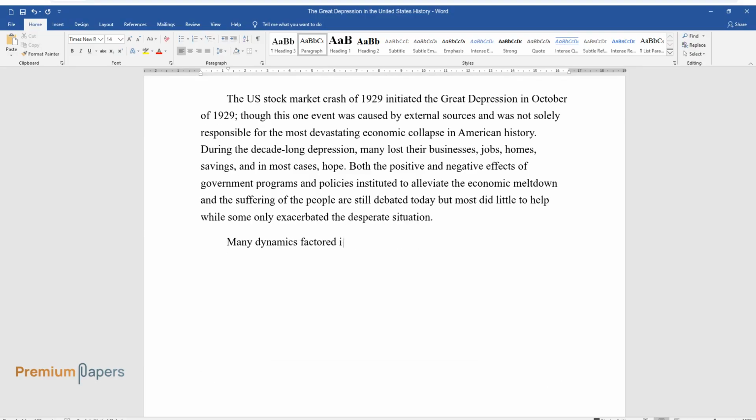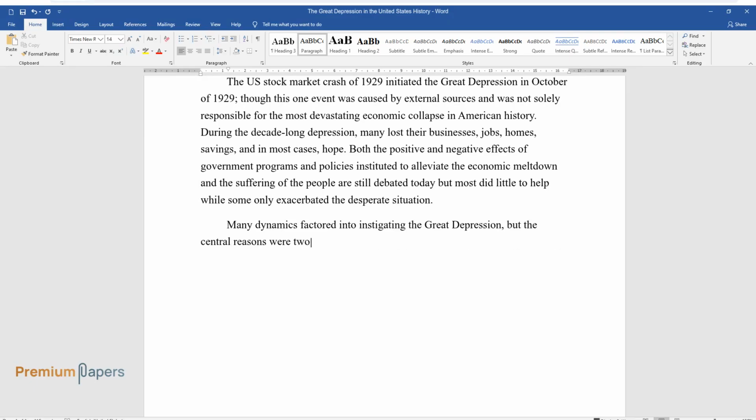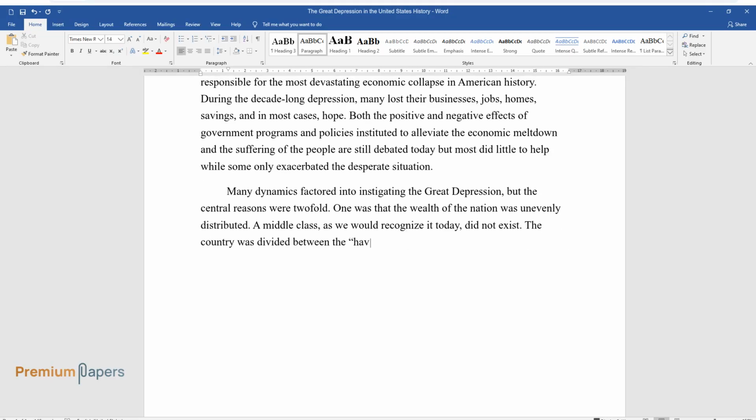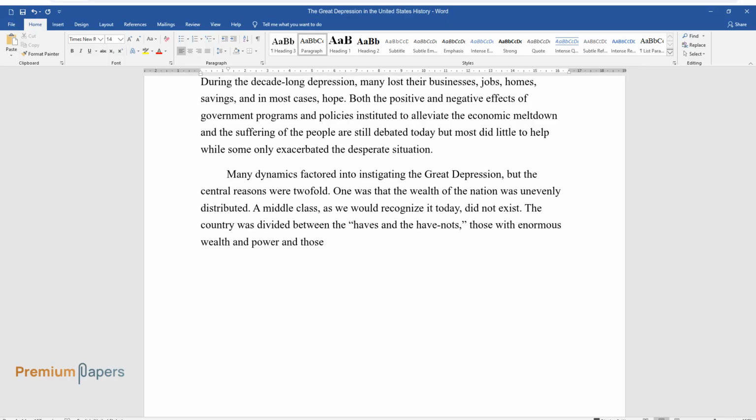Many dynamics factored into instigating the Great Depression, but the central reasons were twofold. One was that the wealth of the nation was unevenly distributed. A middle class, as we would recognize it today, did not exist. The country was divided between the haves and the have-nots, those with enormous wealth and power and those struggling to pay the bills each month.